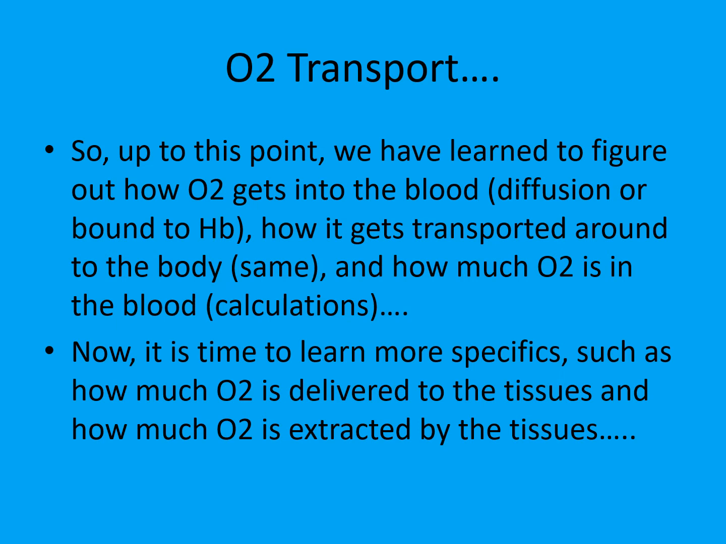So we've learned how to figure out how oxygen gets into the blood, how it diffuses into the plasma, and how it binds to hemoglobin. But now we need to look at how it gets transported around the body, right? How much oxygen is in the blood. So this is where we look at more calculations.